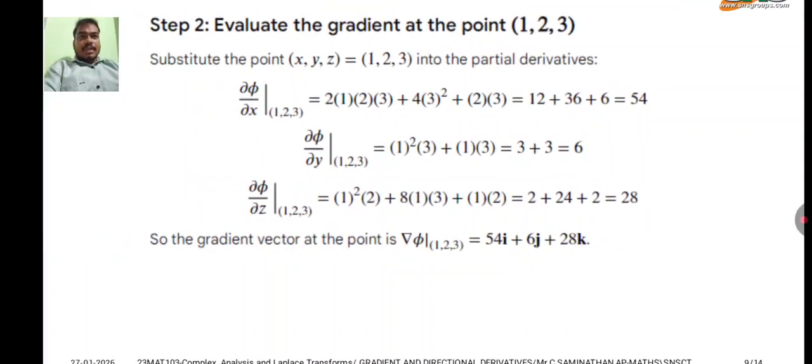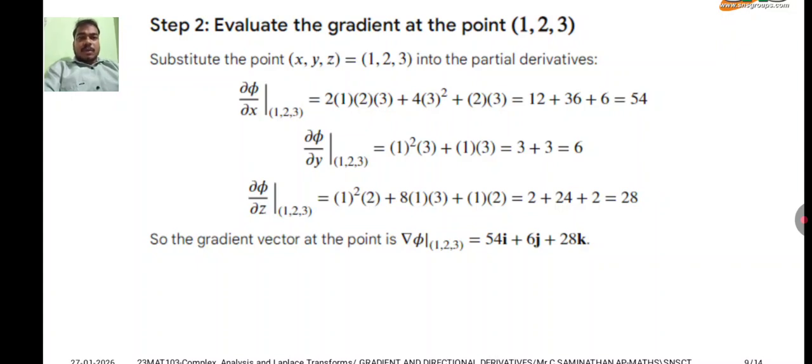Now calculating the gradient at some point, for example 1, 2, 3. Substitute the points 1, 2, 3 instead of x, y, z. So dou phi by dou x at the point 1, 2, 3 is 54.